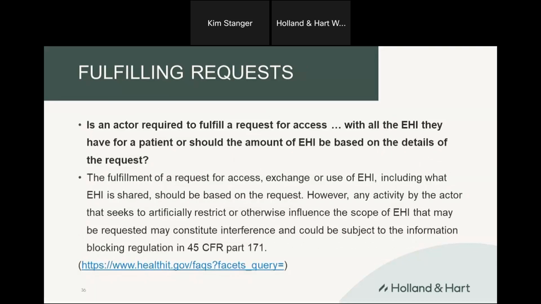All right, let's talk about fulfilling the requests. This FAQ says, is an actor required to fulfill a request with all the EHI they have for the patient, or should the amount of EHI be based on the details of the request? So are you only required to produce the information in response to the request, or must you, if you get a request, produce everything? The answer there is no, you only have to comply with the request.